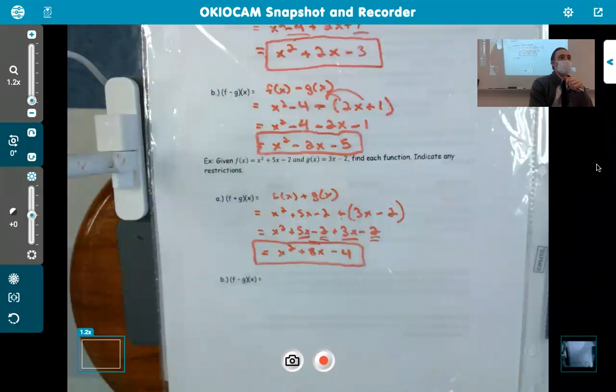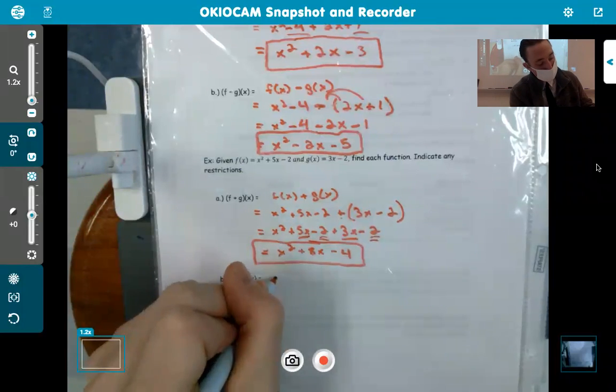Any questions about that first example there, just adding together? Let's take a look at subtraction.